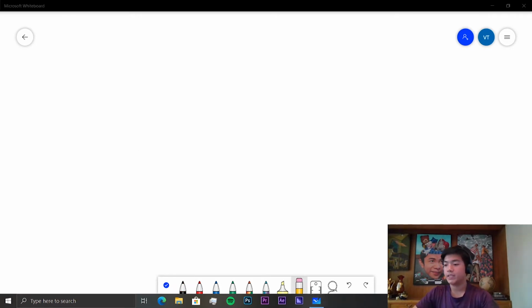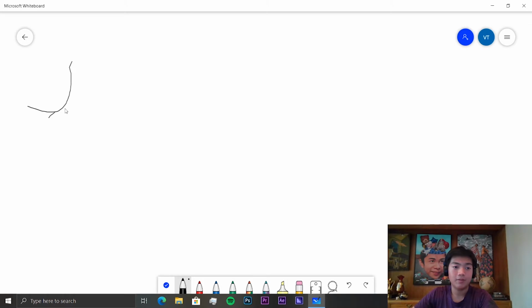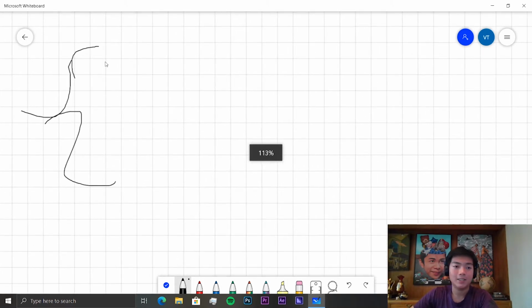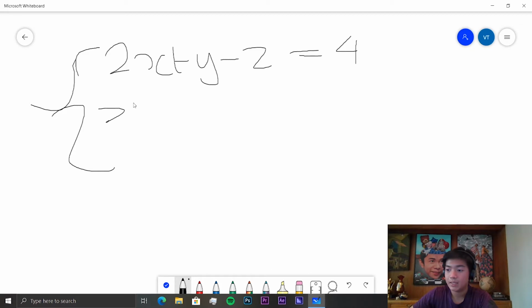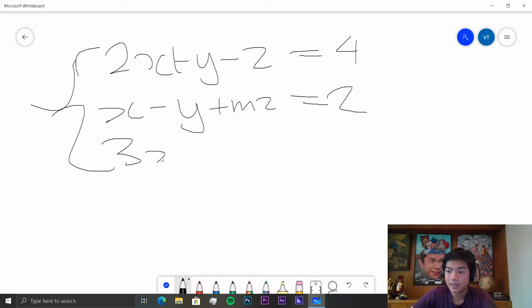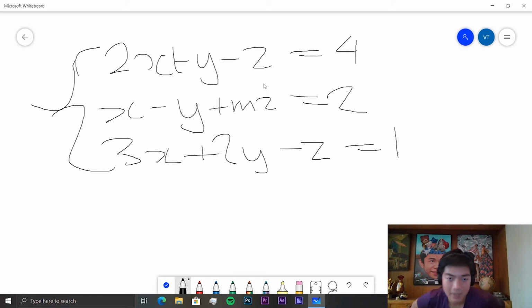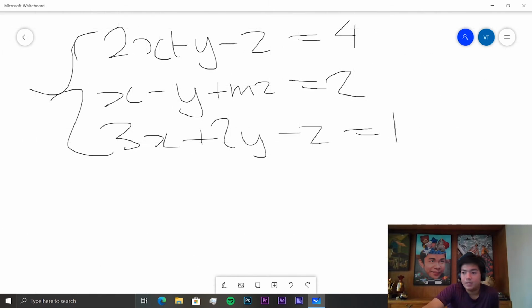So the first question is we need to find the value of the parameter m such that the system has no unique solutions. And the system is 2x plus y minus z is equal to 4, x minus y plus mz is equal to 2, and 3x plus 2y minus z is equal to 1. And so we want to work on eliminating x and y from the equation so we can find an equation for z in this scenario. So how would we do that?